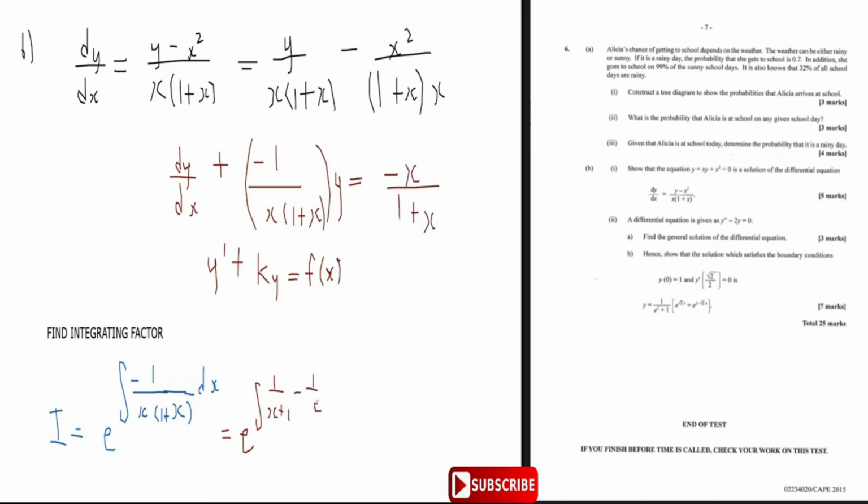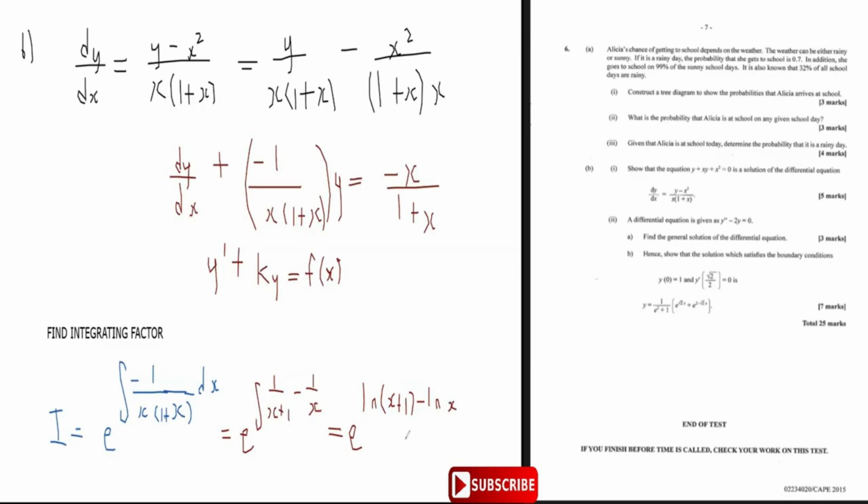And that now works out to be integrating 1 over x plus 1. When I'm integrating 1 over x plus 1, that's just ln of the denominator. So it's e to the ln x plus 1, minus integrating 1 over x, which is just ln x.